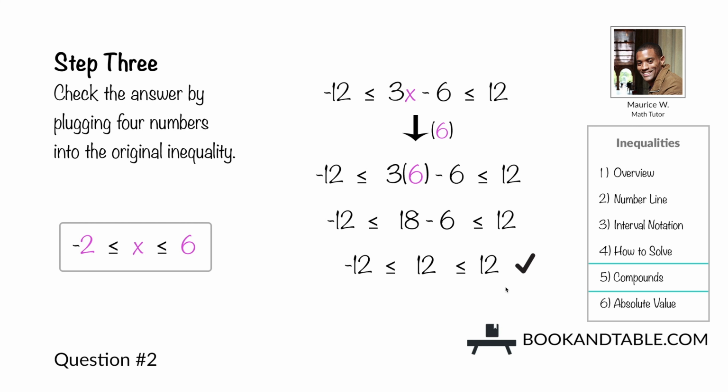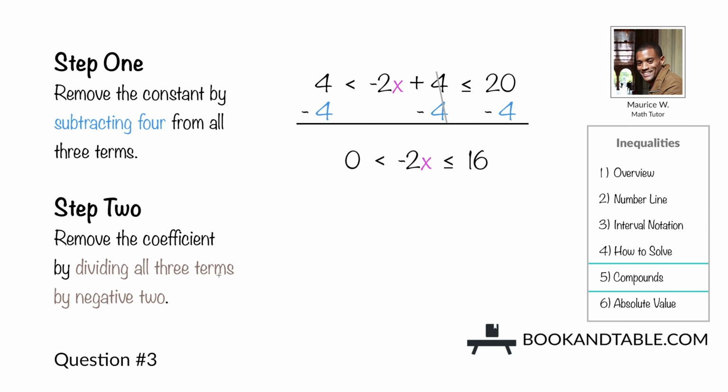So that's true. And now we plug in 7 for x. 3 times 7 is 21. 21 minus 6 is 15. And we wind up with a false statement here because 15 is not less than 12. So the answer to question number 2 is negative 2 is less than or equal to x, which is less than or equal to 6.